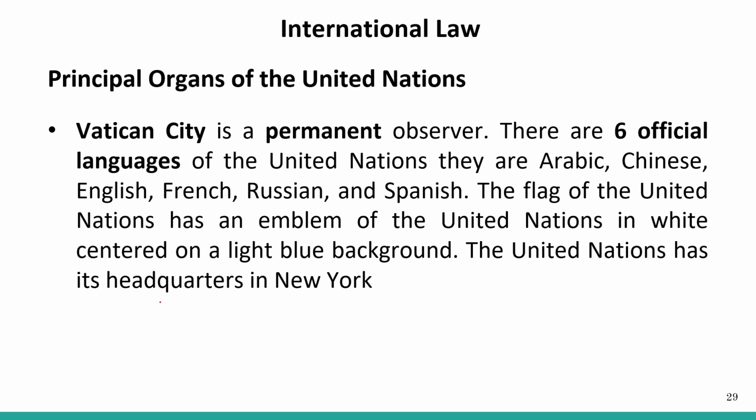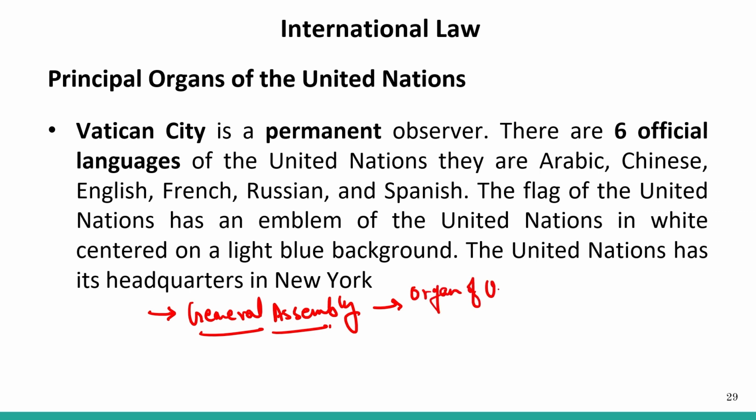If we talk about that, the name of the organ is the General Assembly. The General Assembly is that organ of the United Nations where all members of the United Nations, a total of 194 members, which includes all the major states and countries, whether it is India, Pakistan, Bangladesh, Russia, France, England. Every country that is part of the United Nations is a member of the General Assembly.